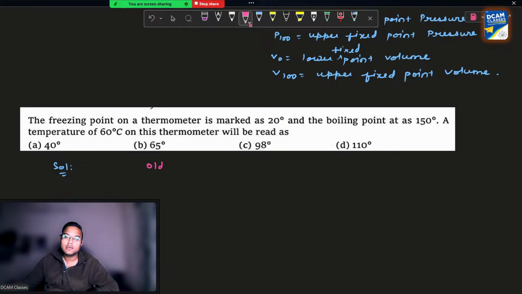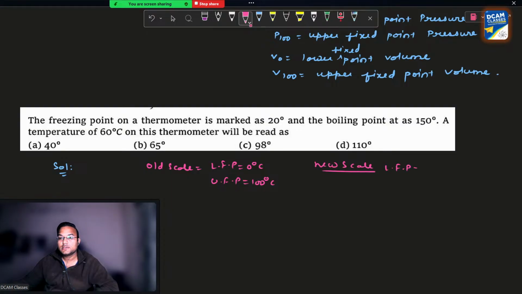Because see, yes, sir, in the old scale, the lower fixed point was 0 degrees Celsius. Upper fixed point was 100 degrees Celsius. Now in the new scale, they have given lower fixed point is 20, upper fixed point is 150. So the temperature they are asking is given as 60 degrees Celsius. Now for this one, they are asking what is the temperature.